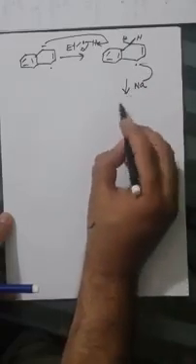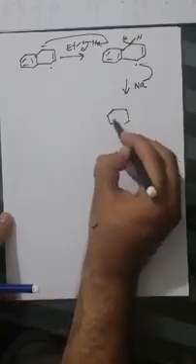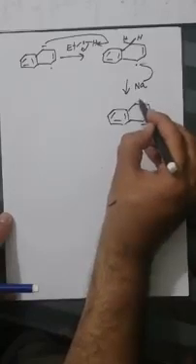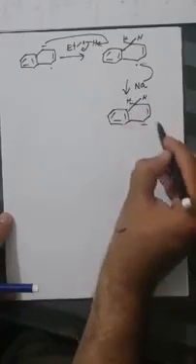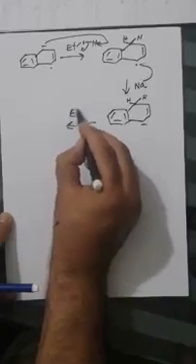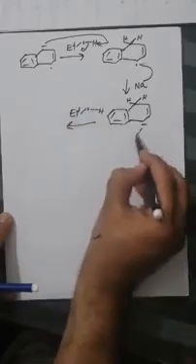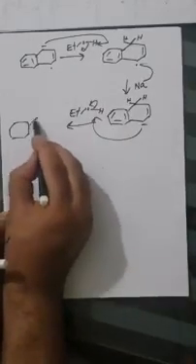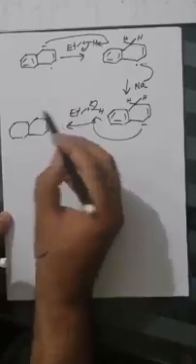You will have now, what will happen next? Another SET will occur. SET means single electron transfer. Negative charge, and it will pluck hydrogen from the polar protic solvent, and it will change into this one.